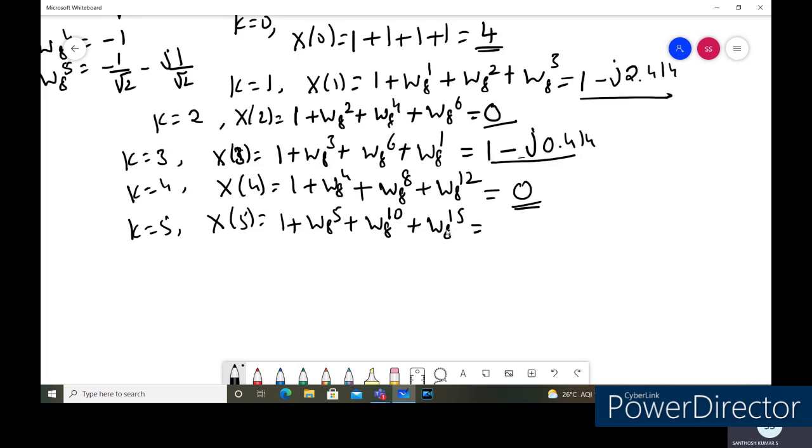So if you substitute here and simplify, it will become 1 plus j into 0.414. So this is the value for k is equal to 5. And similarly, let us substitute k is equal to 6.